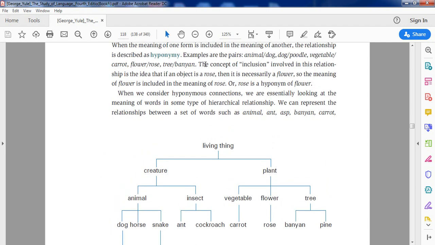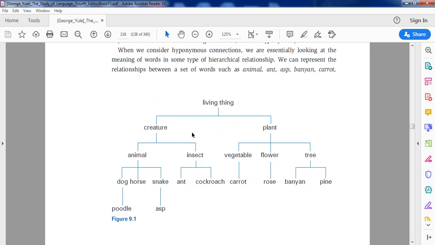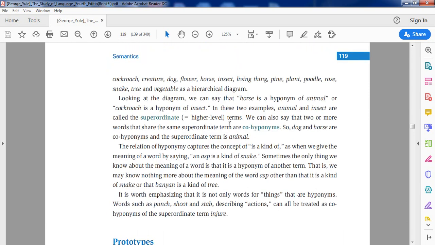And actually, for every single lexical relation, yes, we have exceptions. You have to know those exceptions. For example, we can read here that the superordinate is the higher level. When it is higher in level, it is superordinate. And lower levels are also included in the superordinate higher level.